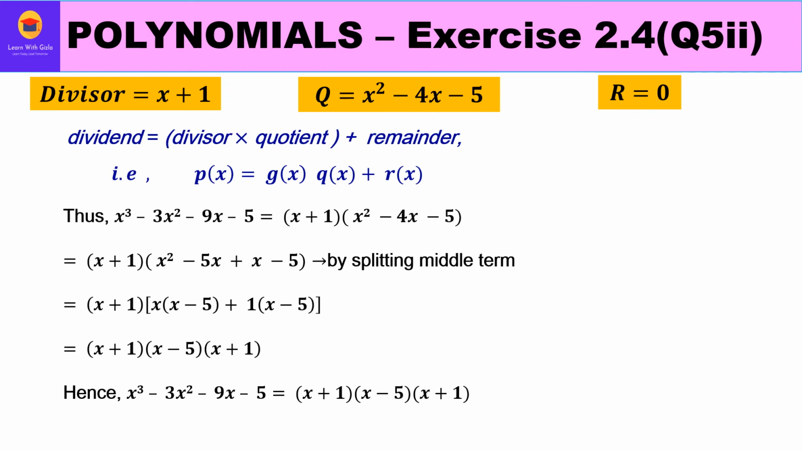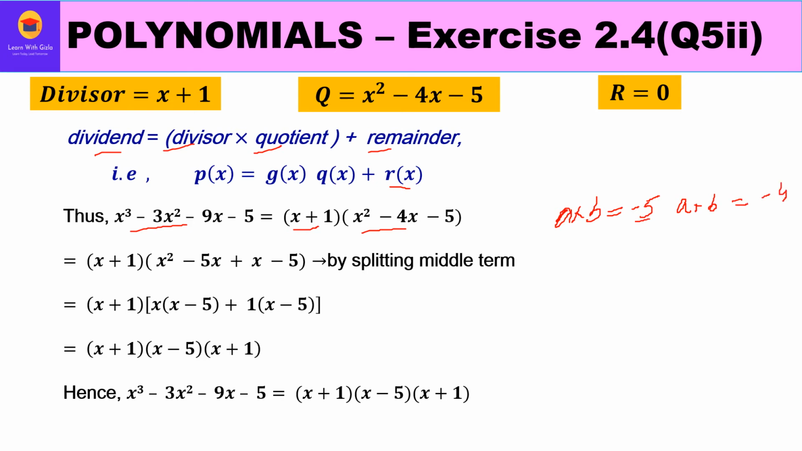Now again the division algorithm says that dividend is equal to divisor into quotient plus remainder. So accordingly we will say the given polynomial is the dividend and we have got the divisor x plus 1 and the quotient x square minus 4x minus 5 and the remainder is 0 which we have ignored, right? Now we have to solve this. Minus 4 has to be split into two terms such that the product of a into b is minus 5 and the sum of a plus b is minus 4.